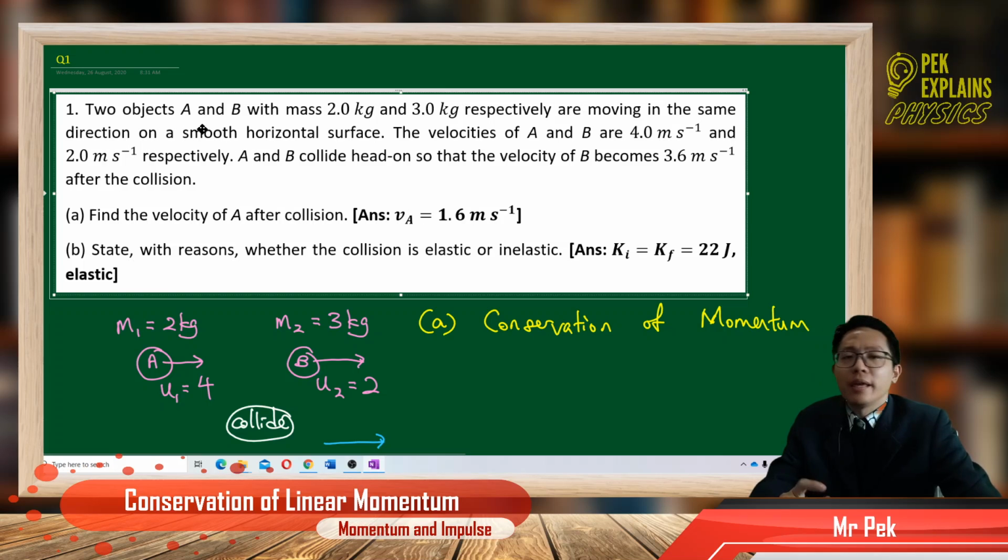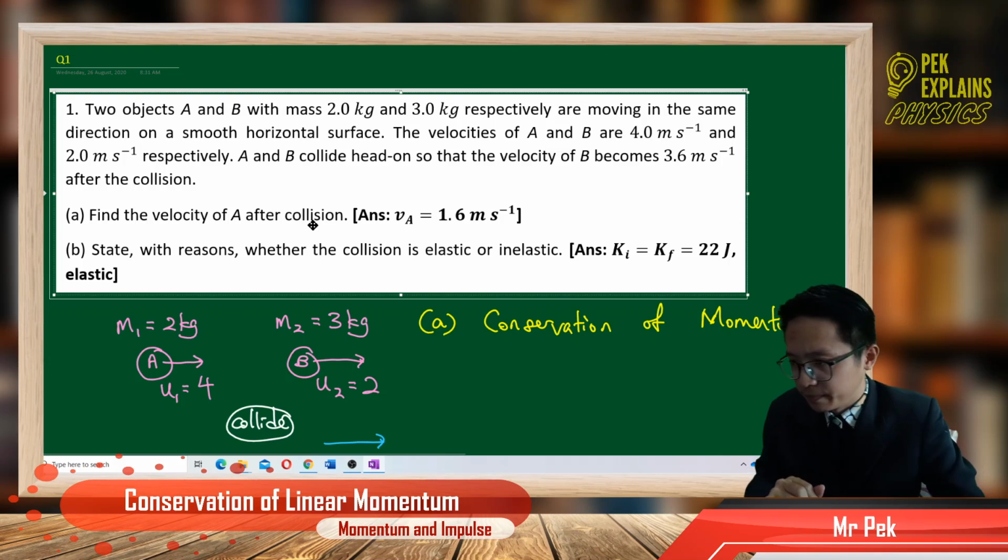Two objects A and B with mass 2 kg and 3 kg respectively are moving in the same direction on a smooth horizontal surface. The velocities of A and B are 4 meters per second and 2 meters per second respectively. A and B collide head-on so that the velocity of B becomes 3.6 meters per second after the collision. Find the velocity of A after collision.